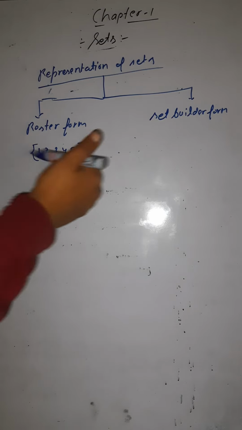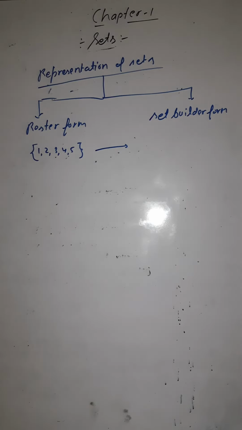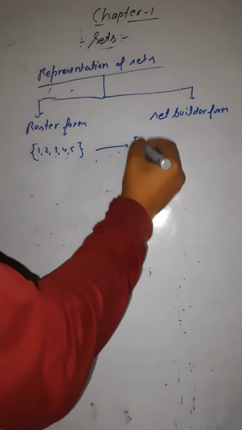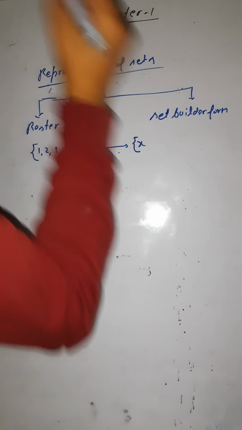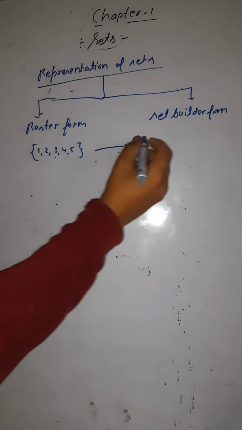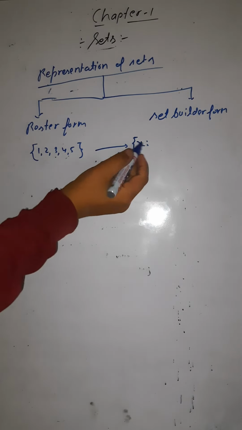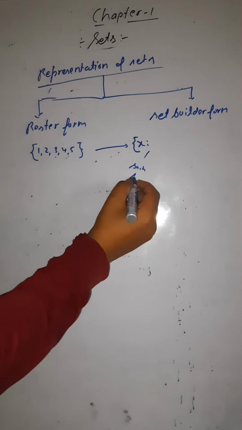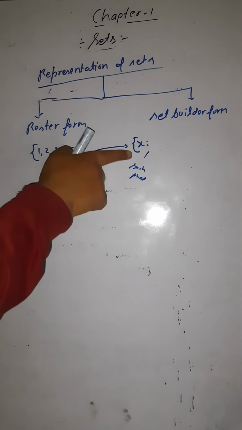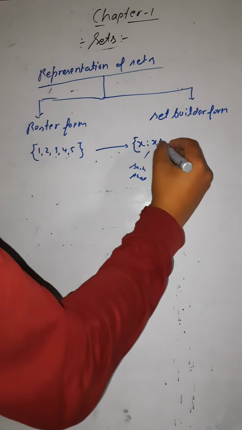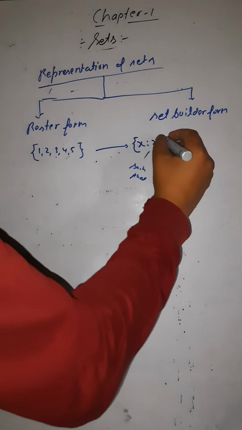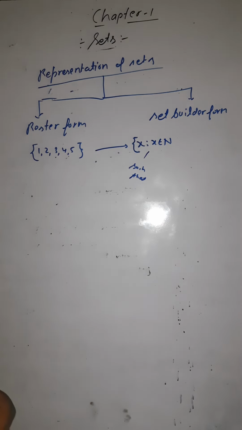Now if I want to write this in set builder form, how would I write it? I would write it like this. Here in this set we have the elements x such that, this is the symbol for such that, x belongs to natural numbers. But this is not the complete information. Something more you have to write.